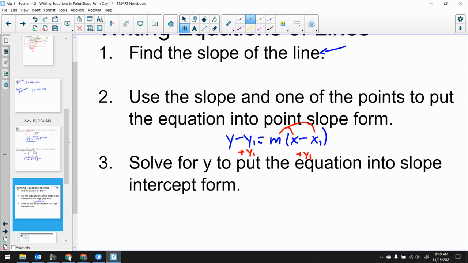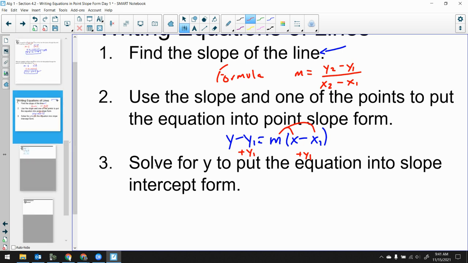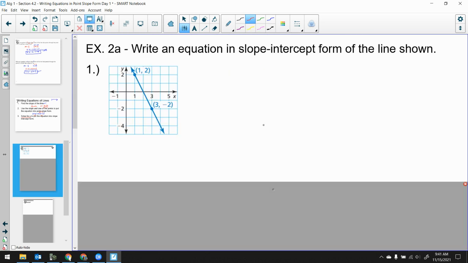Find the slope if it's not already given. Maybe you might have to use the slope formula. Remember, the slope formula is m is equal to y2 minus y1 over x2 minus x1. So if you're given 2 points or a graph, it's really easy to find the slope. Then use that slope and one of the points to create point slope form. Lastly, put it into slope-intercept form by solving for y. Okay, let's do it.